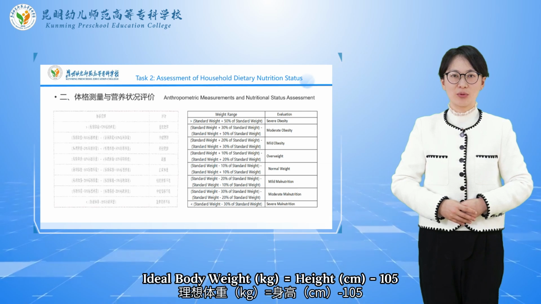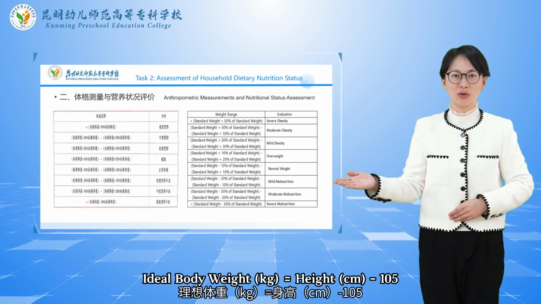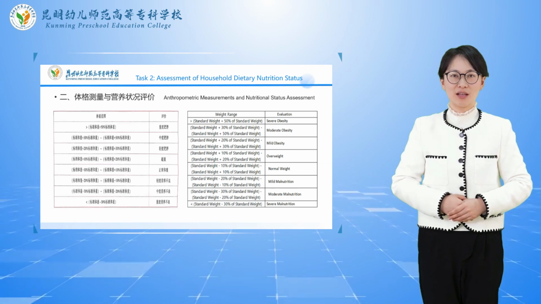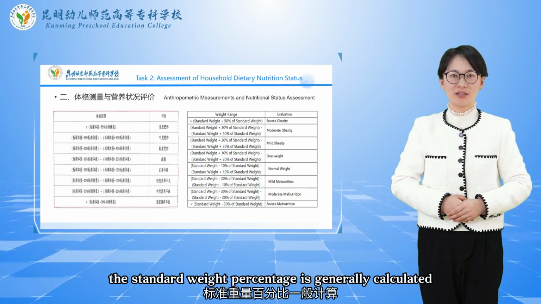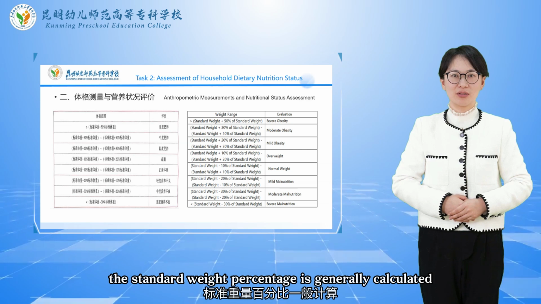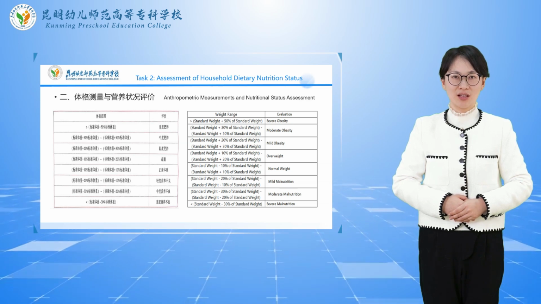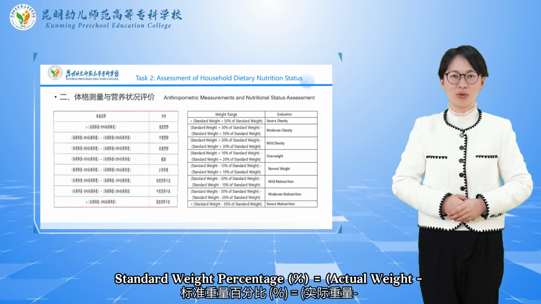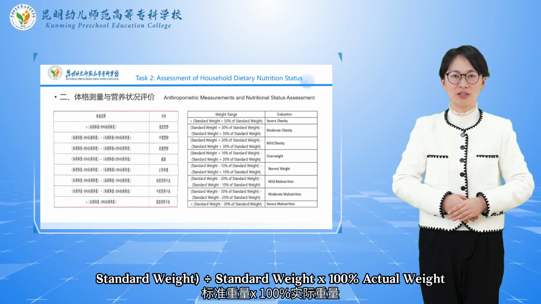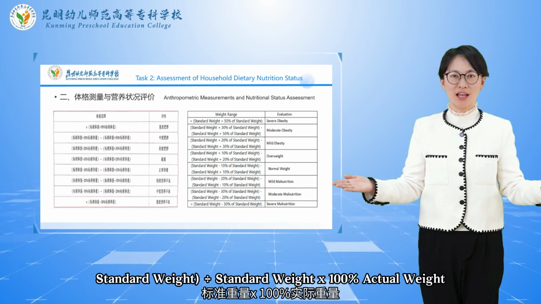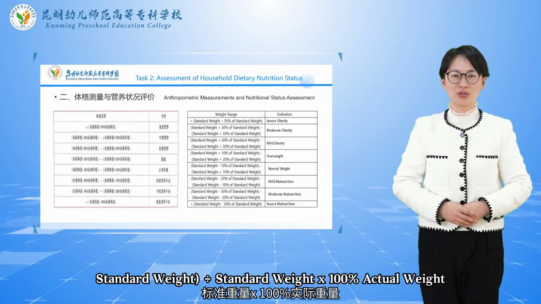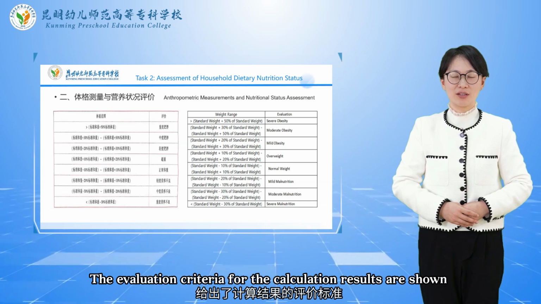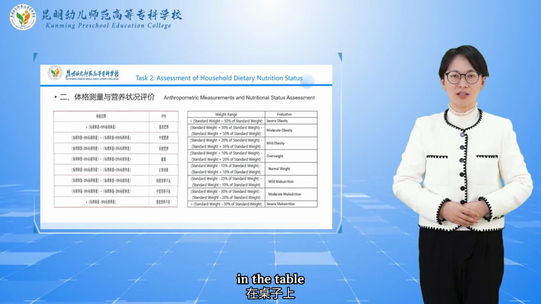First, ideal body weight in kilograms equals height in centimeters minus 105. For evaluation, the standard weight percentage is generally calculated, that is, standard weight percentage equals actual weight minus standard weight, divided by standard weight, times 100%. The evaluation criteria for the calculation results are shown in the table.